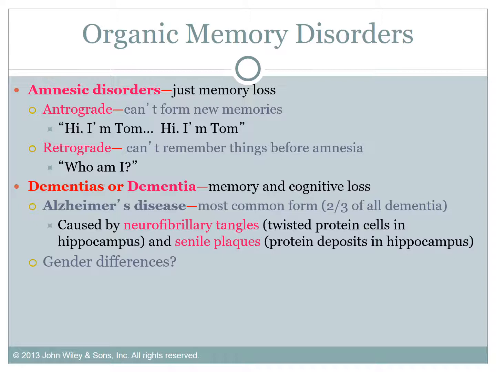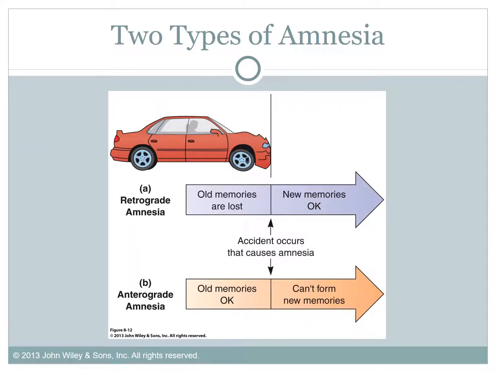Women appear to get Alzheimer's slightly more than men do, however. There are, however, other forms of dementia. Multiple infarct dementia is caused by a series of small strokes that damage portions of the brain and make it difficult to retrieve memories, therefore giving this dementia effect. So here's a graphic for being able to look at either retrograde or anterograde amnesia.